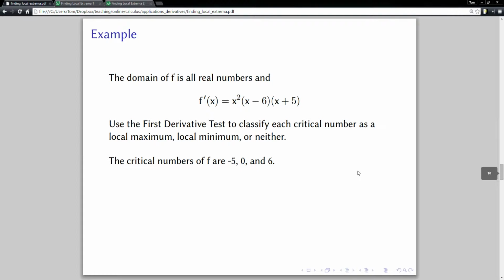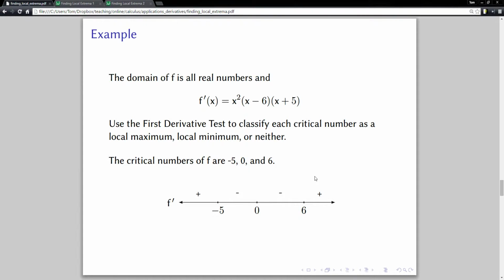All right, so the very first thing you're going to have to do is find the critical numbers. We've done several examples of that, but this is a polynomial, and you would set it equal to 0. This one's already totally factored for you, so it's just a matter of setting each of these factors equal to 0 and solving. When I set this equal to 0 and solve, I get 0. When I set x minus 6 equal to 0 and solve, I get 6. When I set x plus 5 equal to 0 and solve, I get negative 5. So my critical numbers are negative 5, 0, and 6.